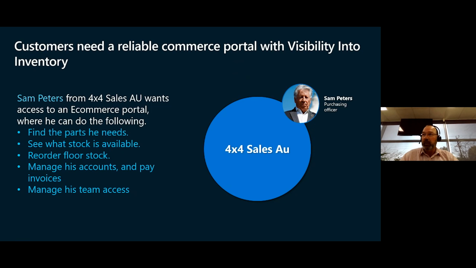We're not going to dive into the POS system today, but we're going to show the B2B commerce, and we're going to show you the functionality of AI in that commerce. So the scenarios that we're going to run through is, as you see here, first we've got Sam Peters. He works for 4 Wheel Drive Sales AU, and he's going to be purchasing orders through the commerce platform. He's going to be looking at his accounts, his team access, and looking up stock in that system.